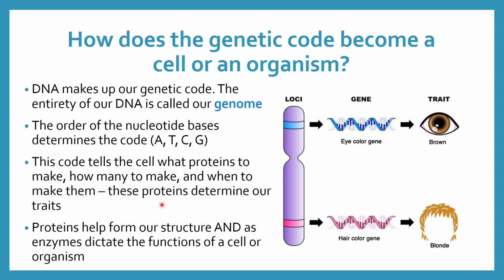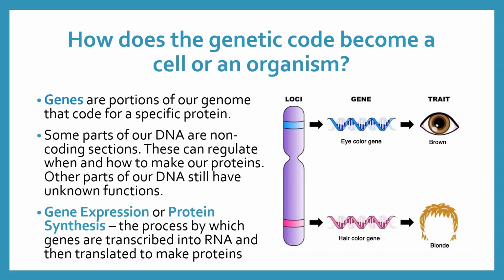So that code is what's going to tell us what protein to make, how to make it, when to make it, how many times to make it. Basically, it's the blueprint that tells our cells what traits to express. Now, these proteins will help form our structure and our enzymes, and they will then help dictate the function of the cell. We actually need these proteins and enzymes to be able to do a lot of the copying of our DNA and to do protein synthesis, so they kind of work hand in hand with each other.